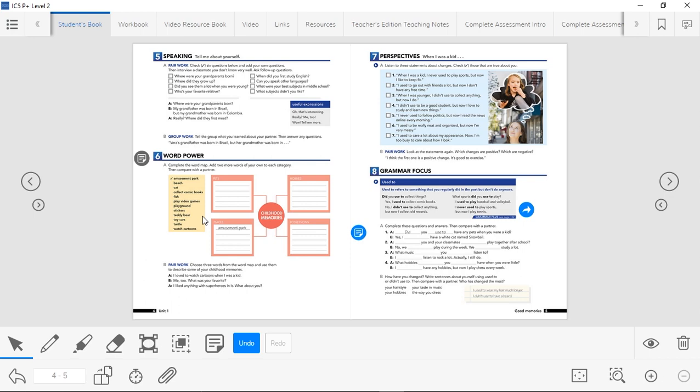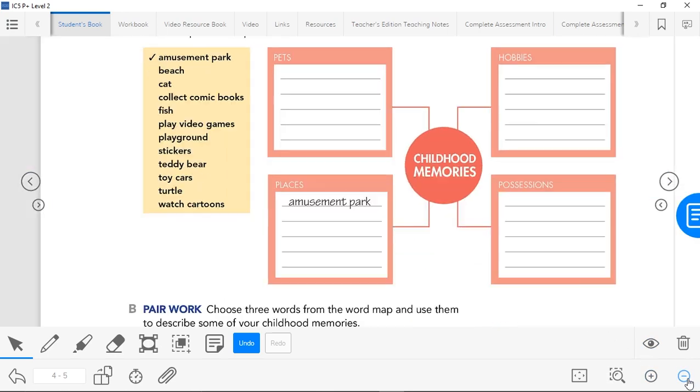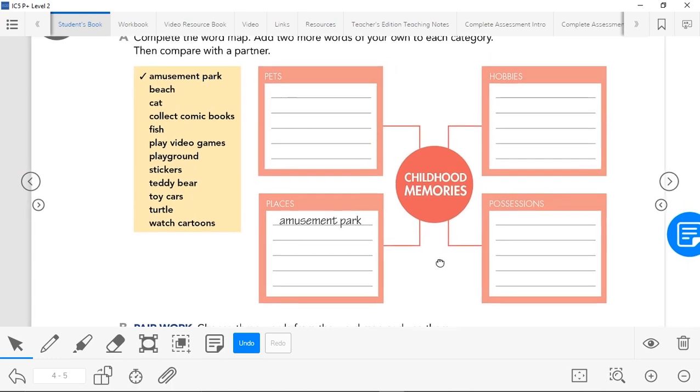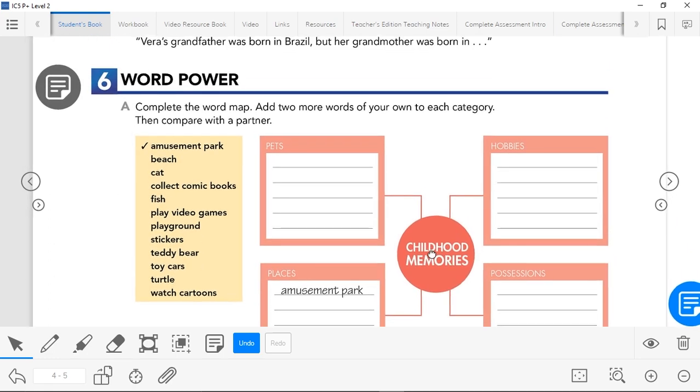Okay, but to start, let's talk about something. What is childhood? If you remember from the last video when we were seeing the vocabulary, childhood is the moment in your life when you are a child, when you're a little kid. It can be from when you were born to like 8, 9, 10, 11, 12 years old. That is your childhood.